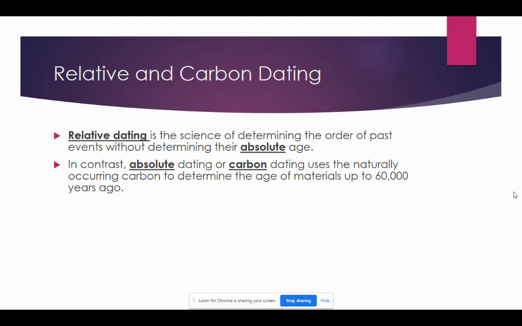In contrast, absolute dating or carbon dating uses the naturally occurring carbon to determine the age of materials up to 60,000 years ago. So relative dating gives us an estimate of where it would fall on a timeline, but it cannot tell us very specifically when someone lived or when an animal was around. Absolute dating is more specific and can give us a range of up to 60,000 years.